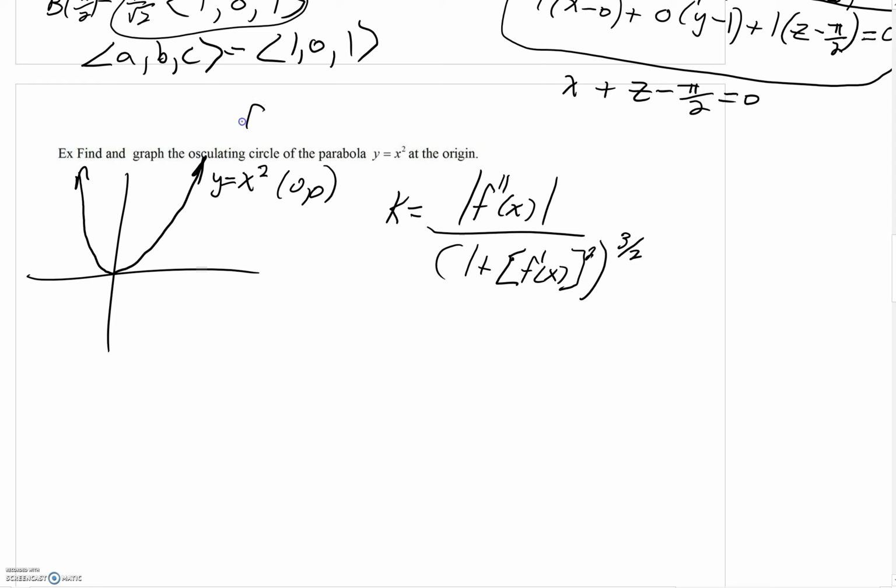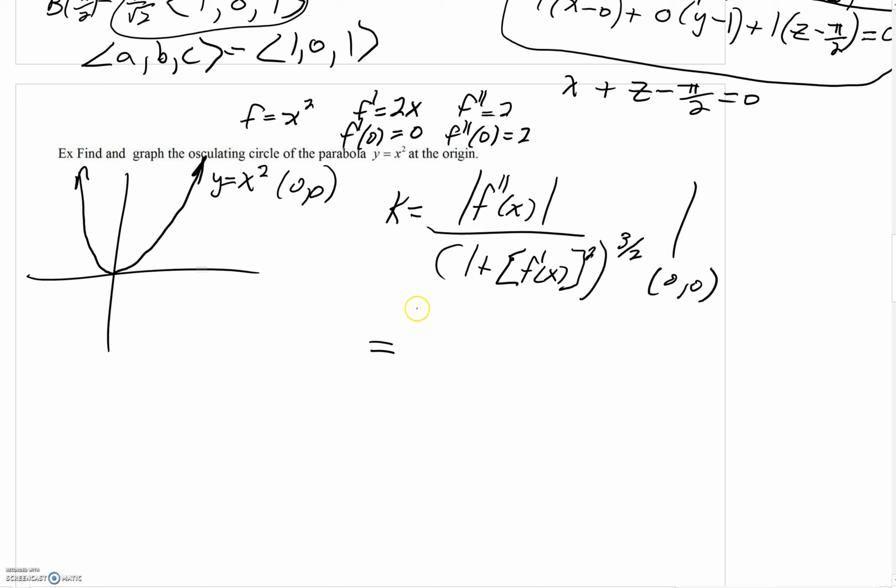Well, look, if we had f is equal to x squared, then f prime would be 2x, and f prime at 0 would be a 0. F double prime would just be a 2, and f double prime of 0 would still just be a 2. So if I'm going to plug in 0, 0, f double prime of 0 is just going to be the absolute value of a 2 up here. Down below we'll have a 1 plus, well, first derivative plugging in a 0 is a 0. If we raise that up to the 3/2, doesn't take you too long to see that kappa equals 2.